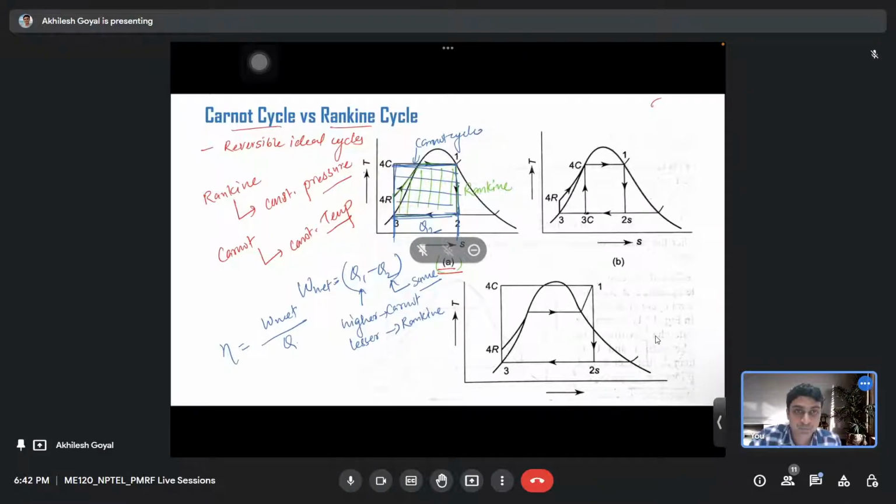Also in figure C, we can see the same thing. The difference is the steam at turbine input is in superheated form compared to figure A, and again the efficiency of the Carnot cycle will be higher compared to the Rankine cycle from the same principle, as Q2 is same for Rankine and Carnot cycle.